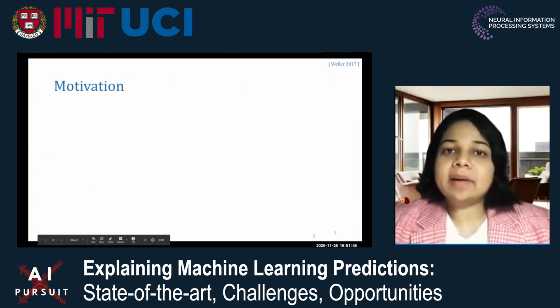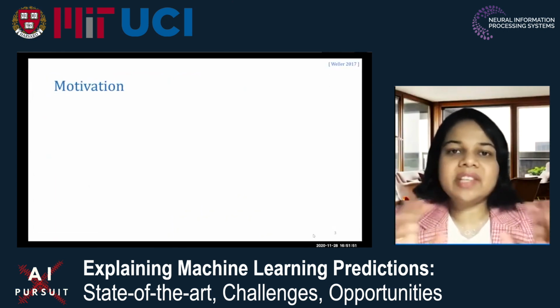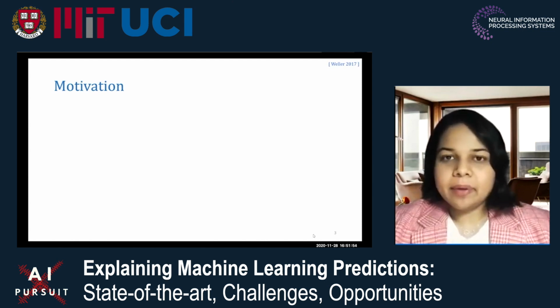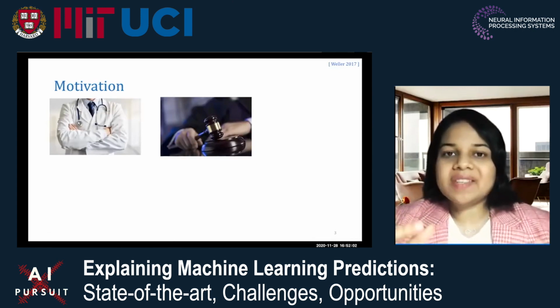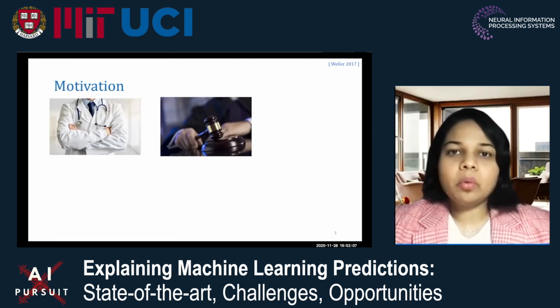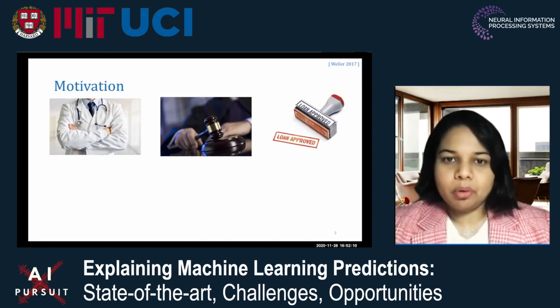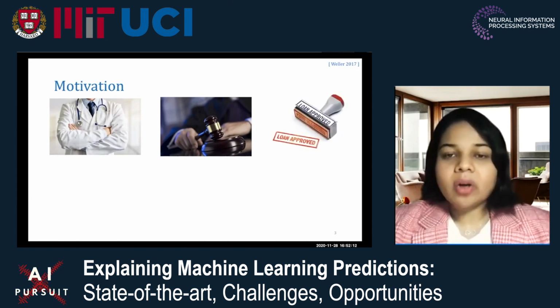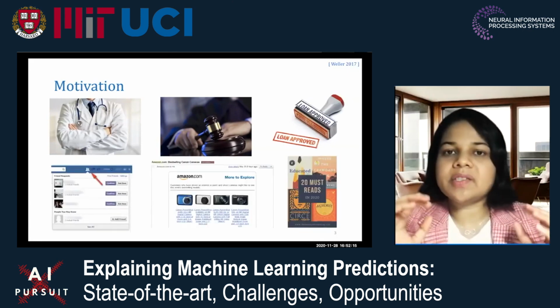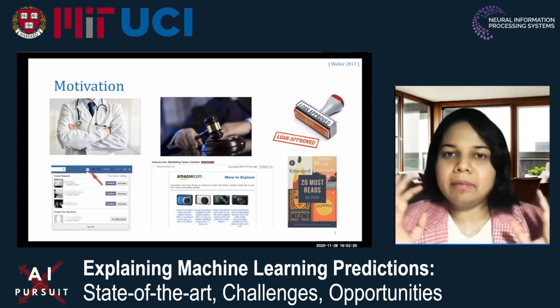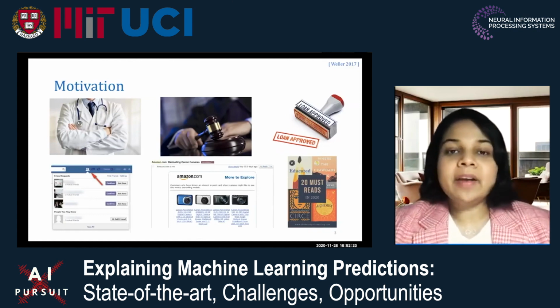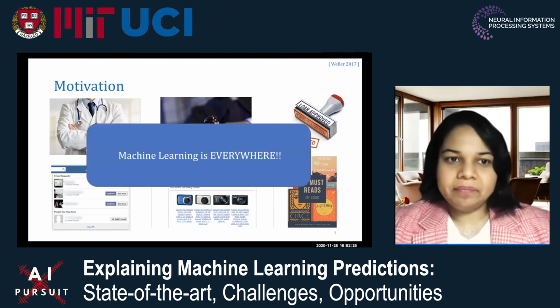Machine learning models are being increasingly employed in a variety of real world settings. For example, machine learning models are being used to assess decision makers like doctors and judges in domains like criminal justice and healthcare. They're also being used to determine which applicants actually get their loans approved. In addition, machine learning models are powering recommender systems across a variety of popular platforms, including Facebook, Amazon, Goodreads, and many, many more. So basically, machine learning is everywhere today.